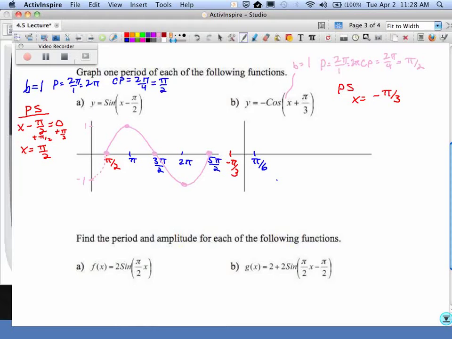Now add a pi over 2 to that one. So what's plus 3 pi over 6? 4 pi over 6, which is 2 pi over 3. Add another pi over 2, or 3 over 6. So that'd be 7 pi over 6.